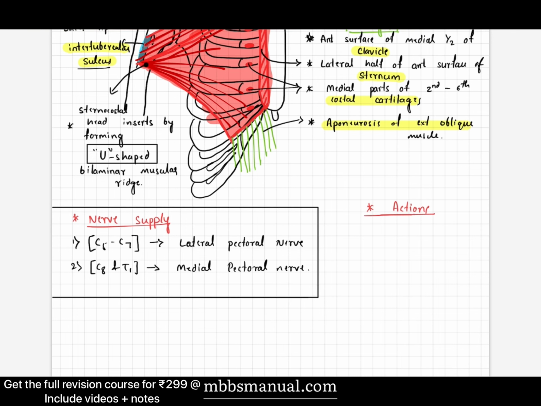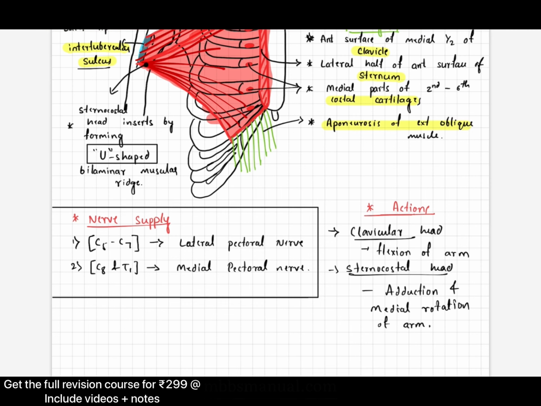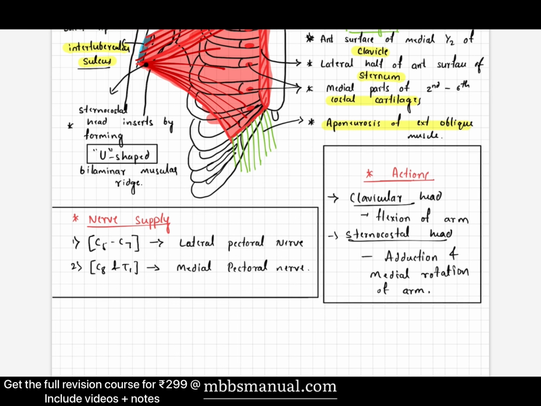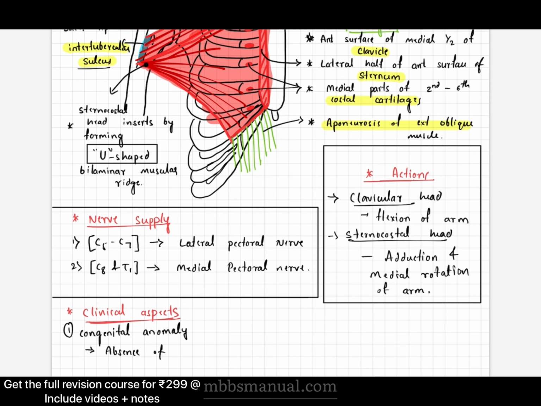Actions of the muscle. The clavicular head assists in the flexion of the arm, whereas sternocostal head assists in adduction of the arm and medial rotation of the arm. Remember that flexion, adduction and medial rotation of arm take place at the shoulder joint. Clinical aspects of the muscle. There is one important clinical aspect, that is congenital anomaly. In this, as I said, there are two parts. Usually one part of the muscle will be absent, that usually the sternocostal part.